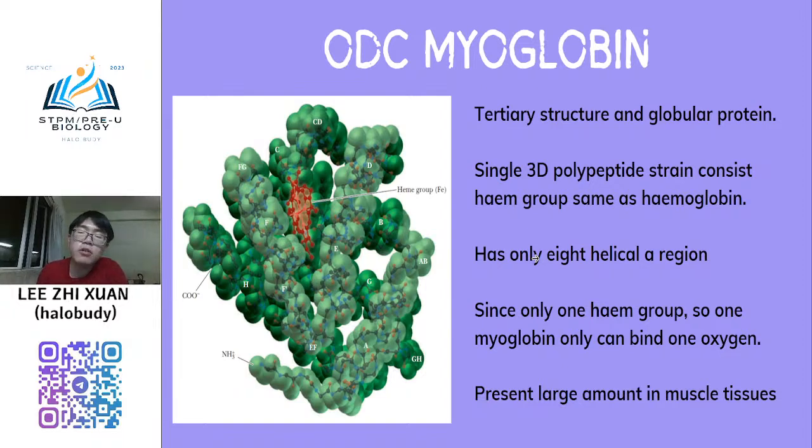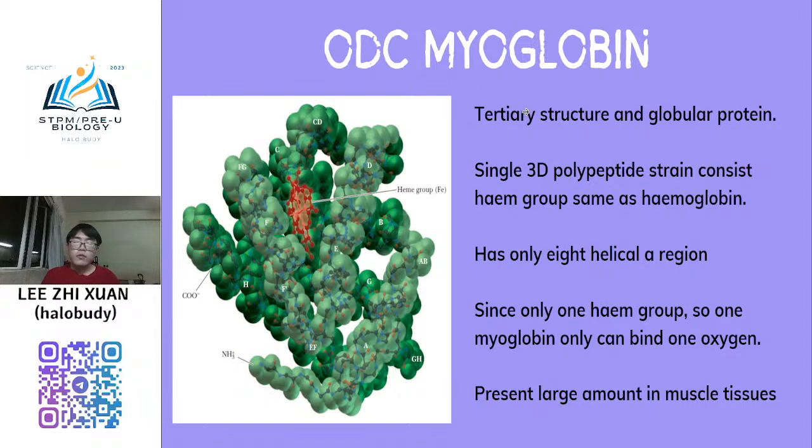So actually, myoglobin is the younger sibling of hemoglobin. What does that mean? It is also one type of protein molecule, but it is tertiary structure and it is a globular protein. The main difference from hemoglobin is its structure. Hemoglobin is quaternary structure, right? So it contains 4 polypeptide chains.